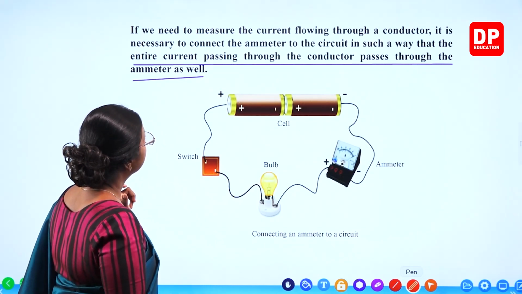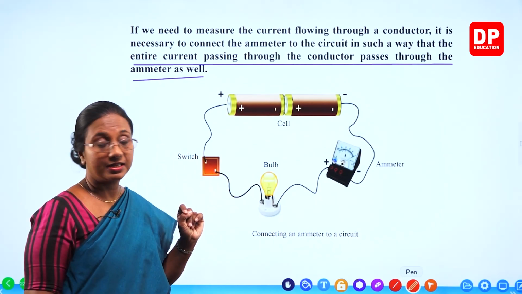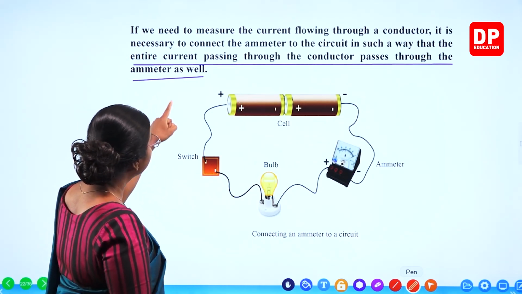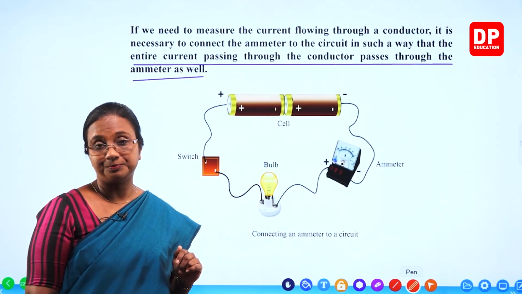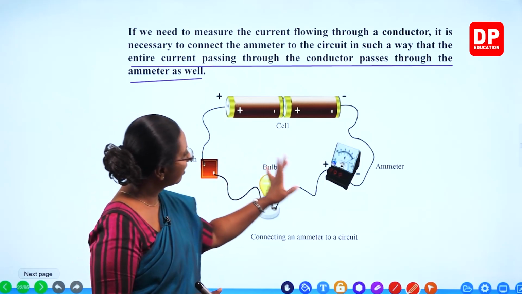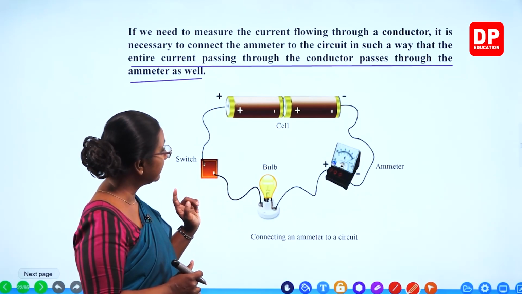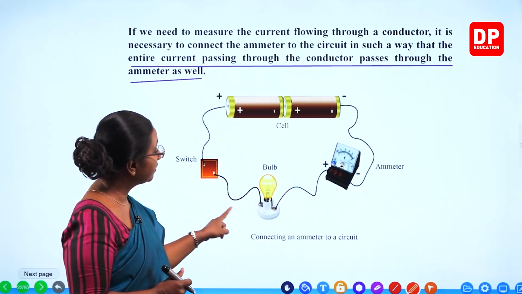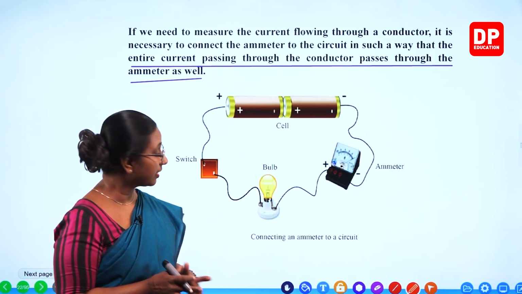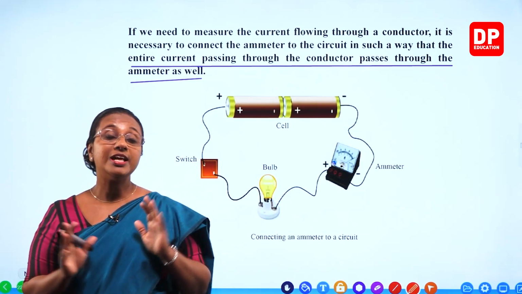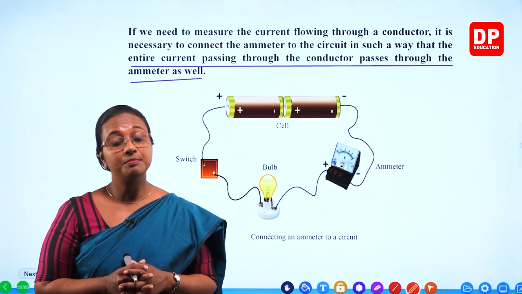So if we need to measure the current flowing through a conductor, it is necessary to connect the ammeter in the circuit in such a way that the entire current passing through the conductor passes through the ammeter as well. Okay, students. So now that you have understood how we are supposed to connect the ammeter, it should be connected in a way that all the current that flows through this bulb flows through the ammeter, if you want to measure the current flowing through the bulb. So let's go to the lab and do this activity and measure the current flowing through the bulb.